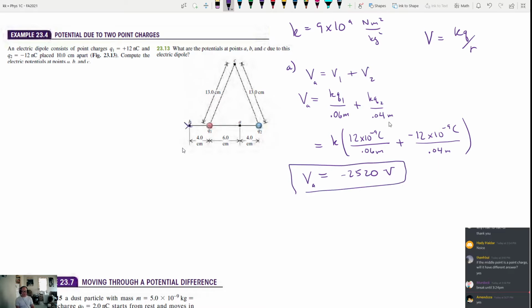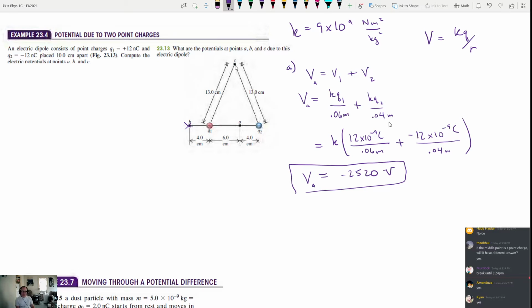I'm going to skip part B because I'm going to assume you can do the same thing that we just did. For part B, all you would do is change the distances. The distance to number 1 would be 4. The distance to the other one would be 14. Same concept.